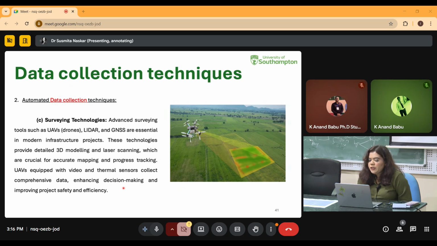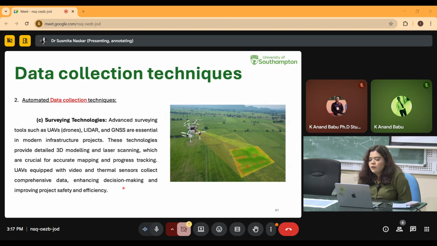These technologies also help us with 3D modeling and laser scanning, which are very advanced for modeling data in 3D or scanning with lasers. They are crucial for accurate mapping and progress tracking over large or hard-to-reach areas. Drones are equipped with video and thermal sensors, and can collect highly comprehensive real-time data that offers insights into structural integrity.